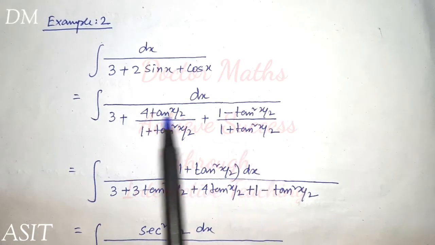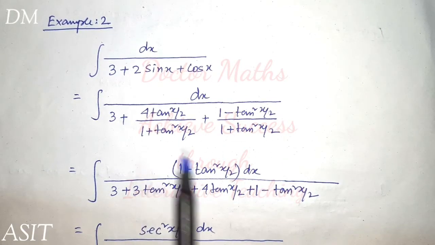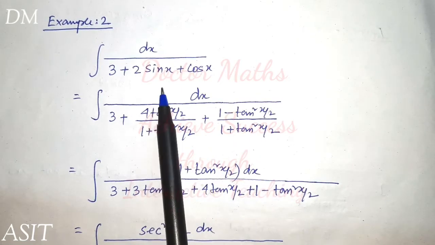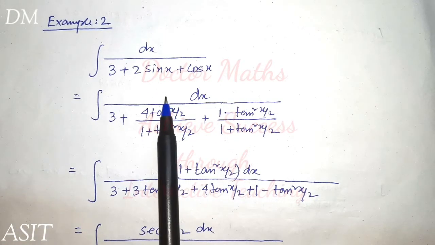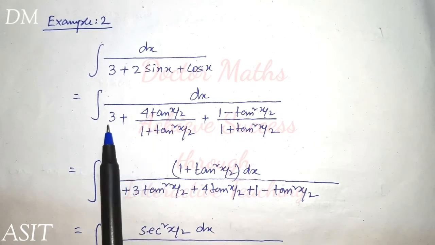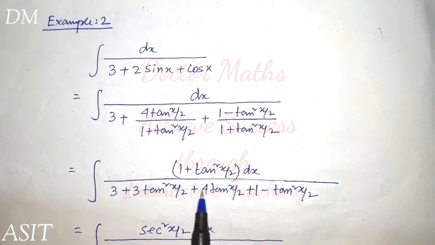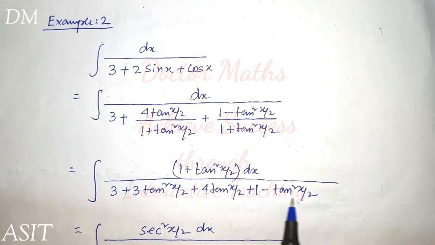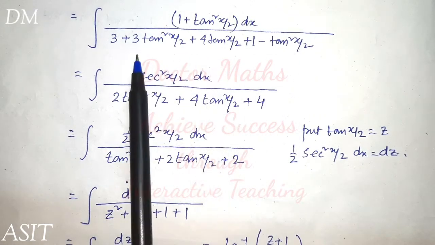Now what we will do is the LCM here. If I do the LCM, the denominator will be 1 plus tan square x by 2, and that denominator will go in the numerator of the actual expression. So 1 plus tan square x by 2 is already there in the numerator. And what about this sum? The sum will become 3 plus 3 into tan square x by 2, then 4 tan x by 2, then plus 1 minus tan square x by 2. So we have done the LCM here.